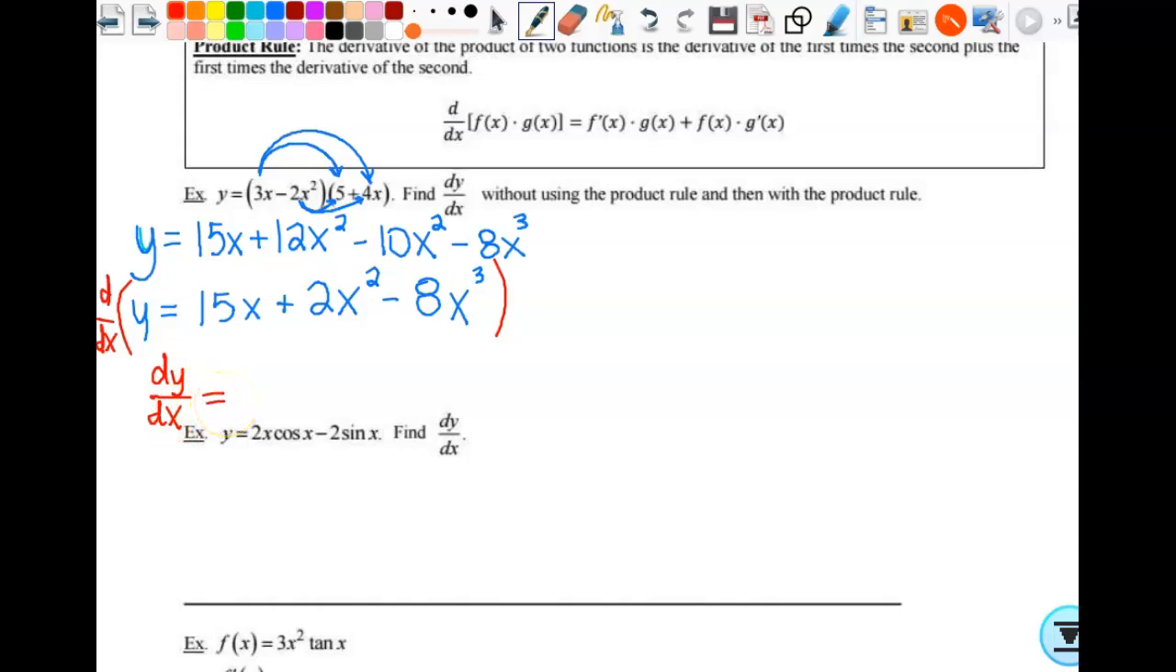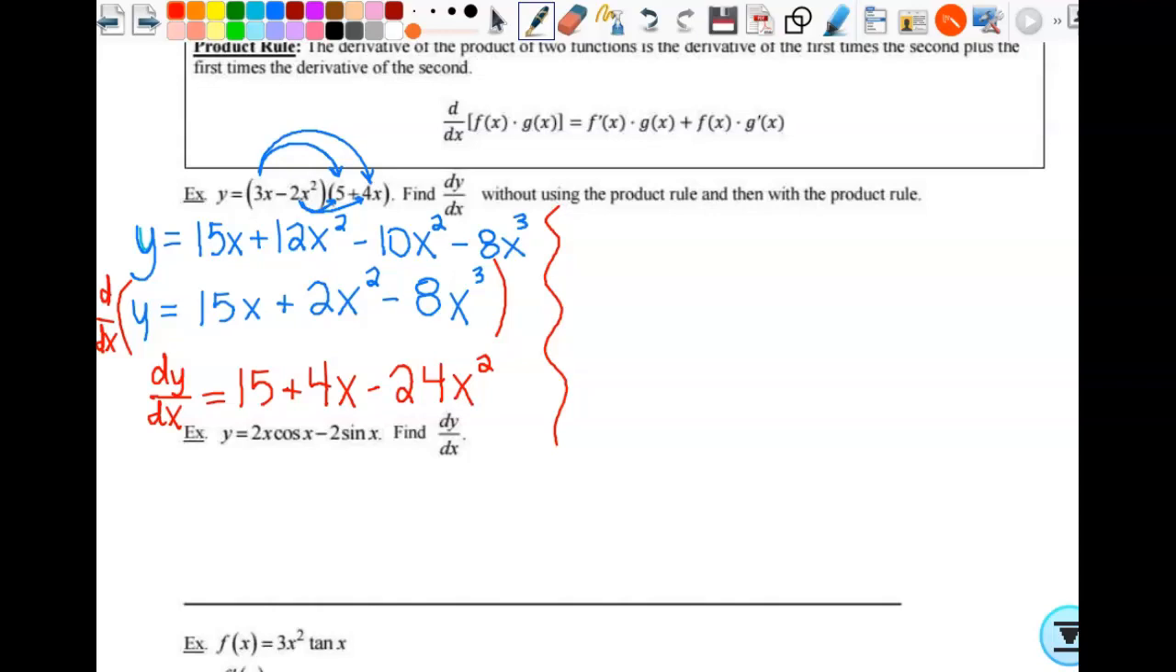What's the derivative of 15x with respect to x? 15. Derivative of 2x squared with respect to x. And the derivative of negative 8x cubed with respect to x. Negative 24x squared. Everybody okay there? So this is our derivative of this given function. Now, we just had to do a couple steps of algebra prior to doing the calculus. Now we're going to do this same problem, but this time using product rule, just to confirm that product rule works and gives us the same derivative. And then afterwards, we can debate which one is more efficient.